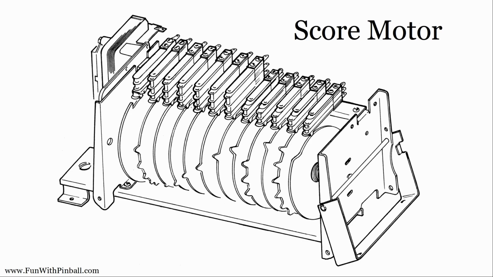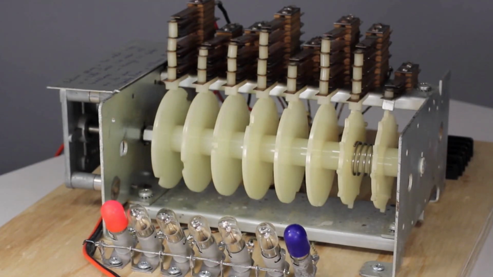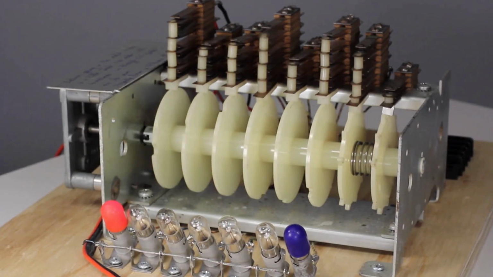And notice at the back end here, there are some cams that have multiple nibs on them. So when the motor turns, some of these will fire once every 180 degrees. Some of these switches are going to fire 5 times in 180 degrees, okay? And for those who haven't seen it, this is a Williams score motor operating.